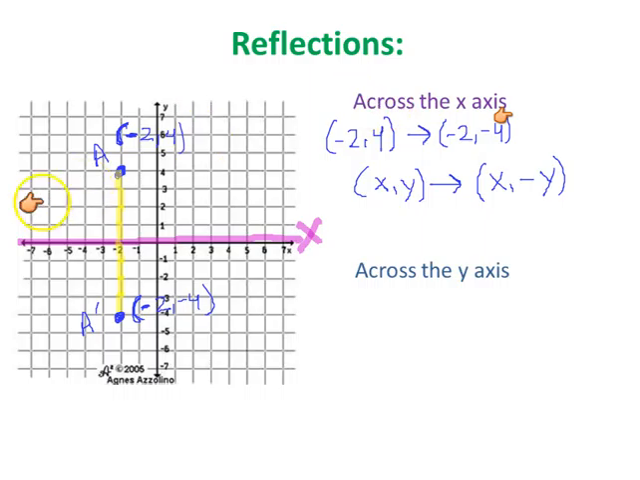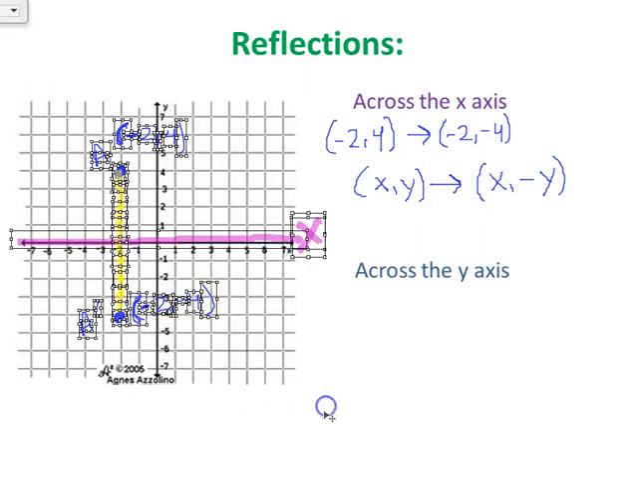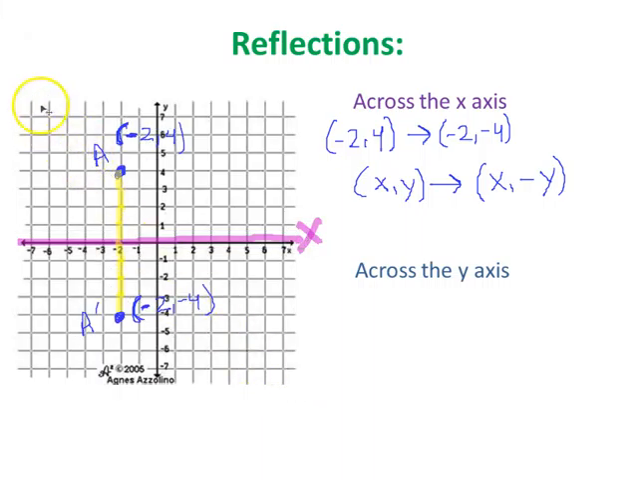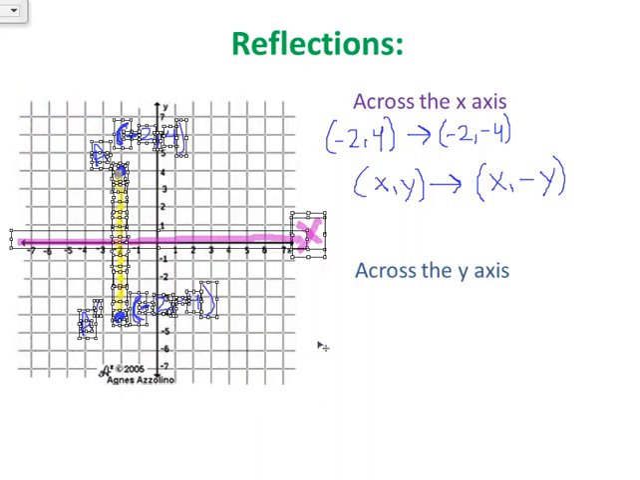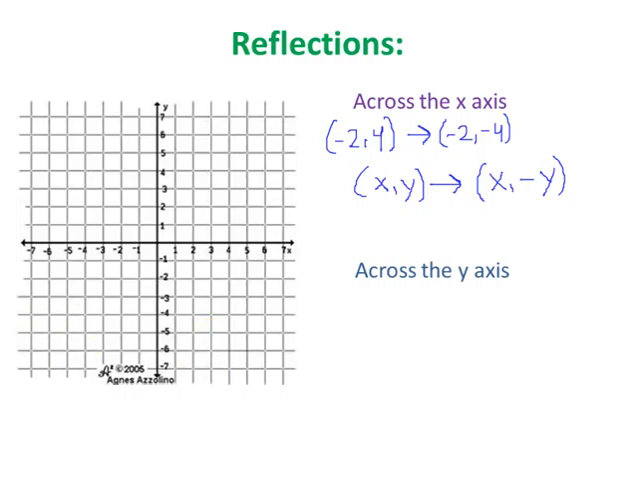Now, what about if we reflect over the y-axis? So let's go ahead. I'm going to erase what I've got here. So if you need more time, go ahead and click pause. Otherwise, it's gone. All right. Our y-axis is our vertical axis.